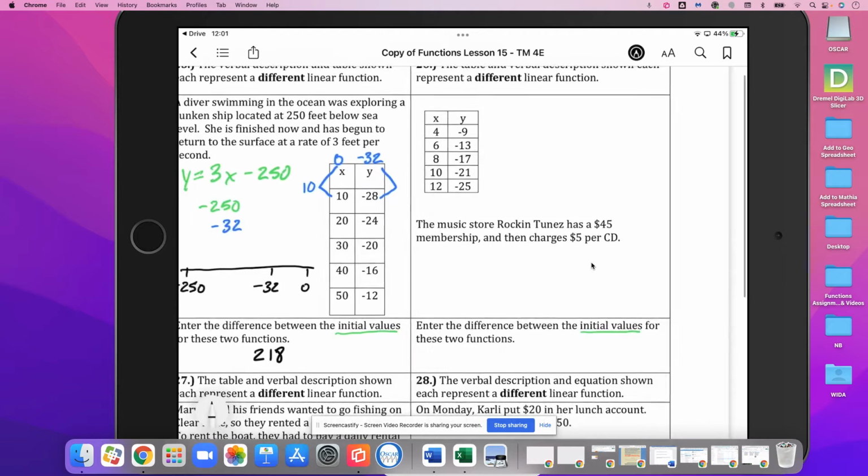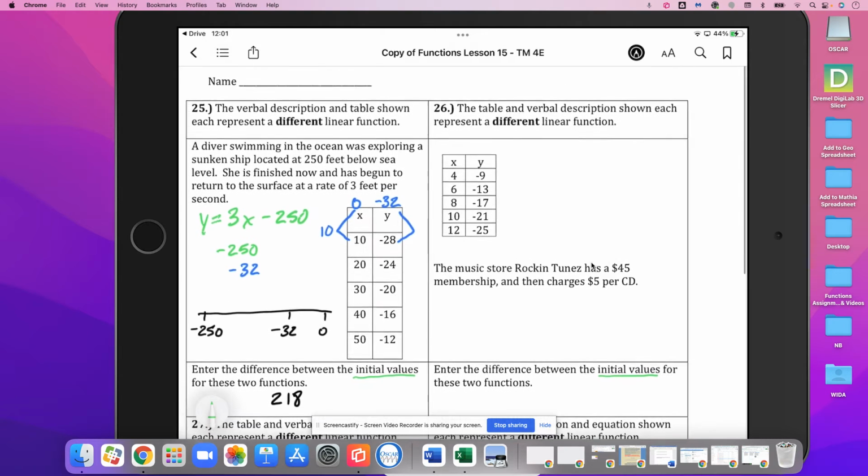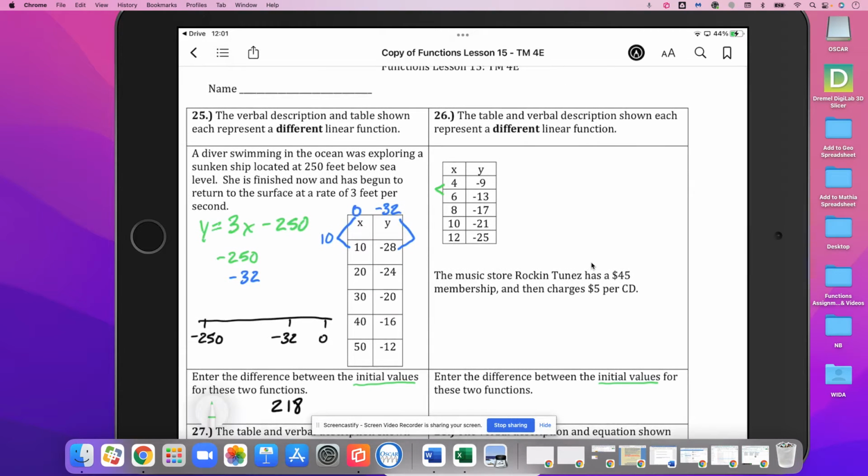26. We're looking for the initial values again. So if we start with the table, here it's going down by 2. So I need to go down by 2 more. That puts me to 2. Down by 2 more puts me to 0. That's going to give me the initial value. And here, it looks like I'm going up as I go that way, so up by 4. If I go up by 4 more, I get to negative 5. Up by 4 more gets me to negative 1. So my initial value for the green one is going to be negative 1.